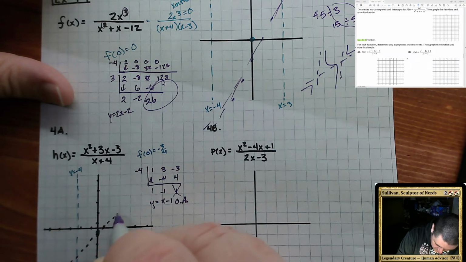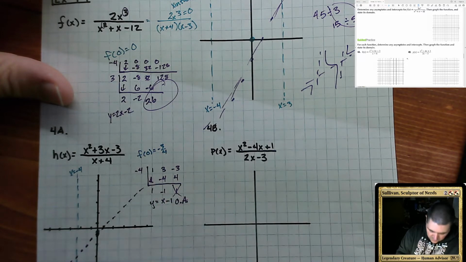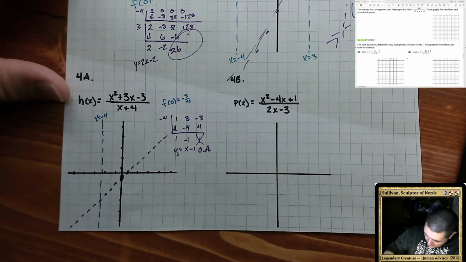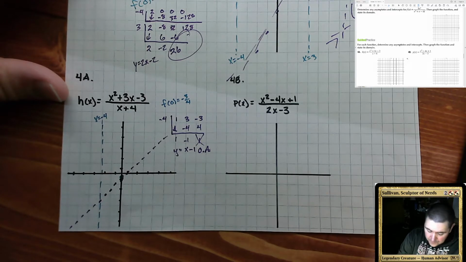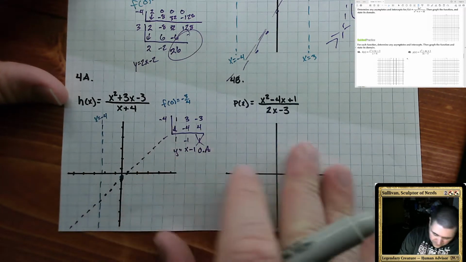With every one of these tick boxes, remember these are going by 2s basically. I got my hash marks there. Okay. Did you remember to find your x-intercepts correctly? See, that numerator is not factorable.